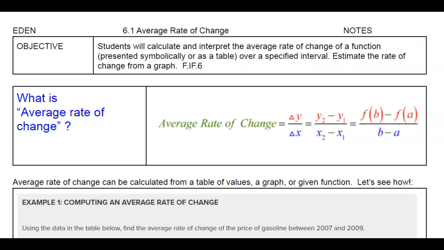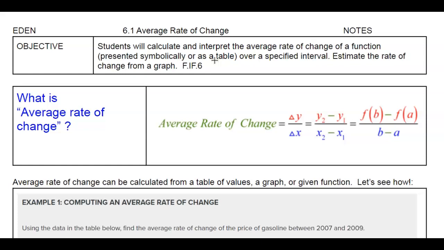Right, so we're going to start quarter three with some geometry topics. So 6.1 is the average rate of change. We are going to calculate and interpret the average rate of change with a table, a function, different methods. So first, let's talk about what average rate of change is.